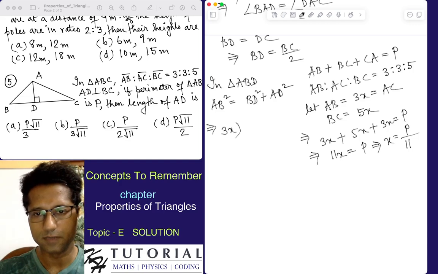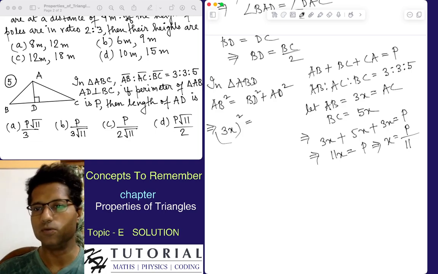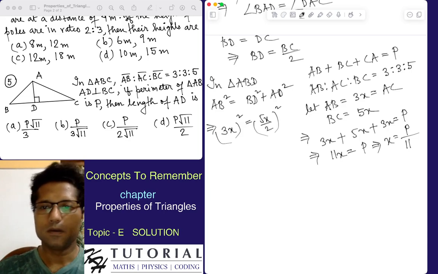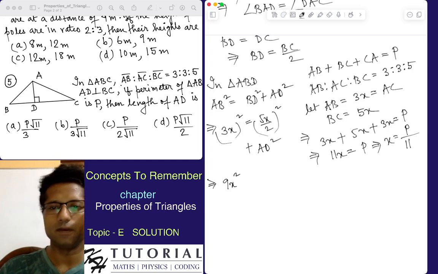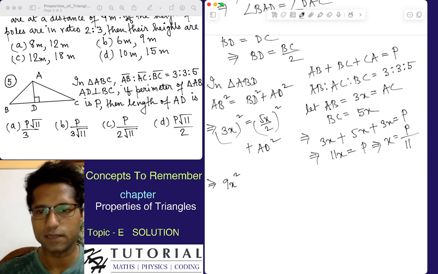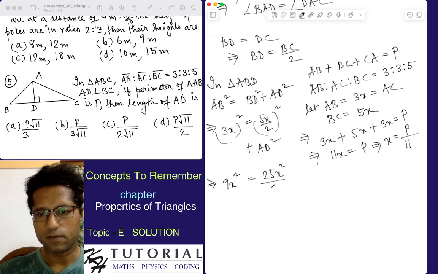So let's say 3x square. And what is BD? BD is BC by 2. Now what is BC? BC is 5x. So 5x by 2 square plus AD square. This implies 9x square. On the left hand side it becomes 3x whole square, which is 9x square, equals 5x by 2 whole square, which is 25x square by 4, plus AD square.